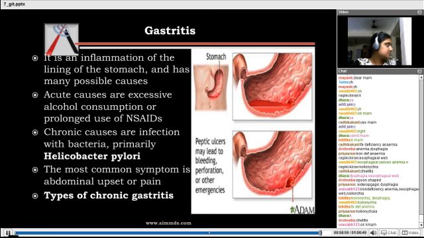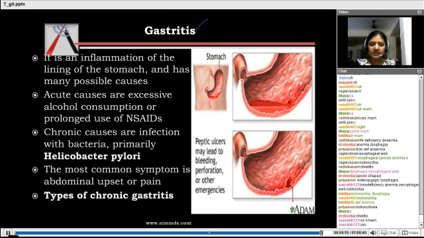Next we go to gastritis. Now gastritis means inflammation of the lining of the stomach. There can be a lot of causes for gastritis. We can have two types of gastritis. One is called acute gastritis, and the other one is chronic gastritis. Acute causes can be because of excessive alcohol consumption or NSAIDs. NSAIDs and alcohol happen to be the most common causes for gastritis. This is an MCQ. NSAID related, in fact, happens to be the most common cause for peptic ulcers also.